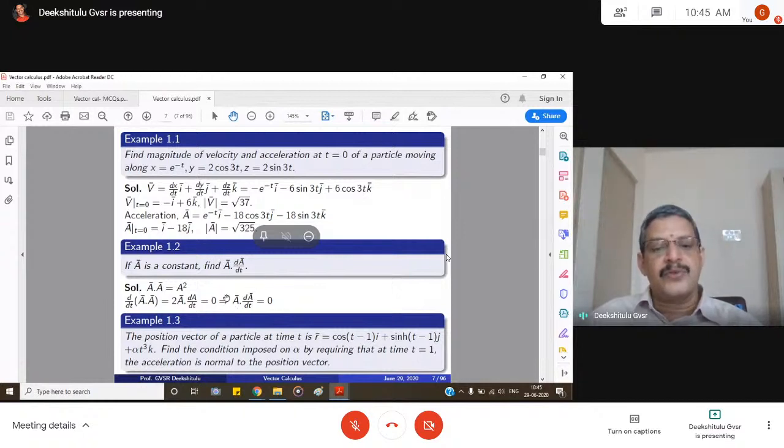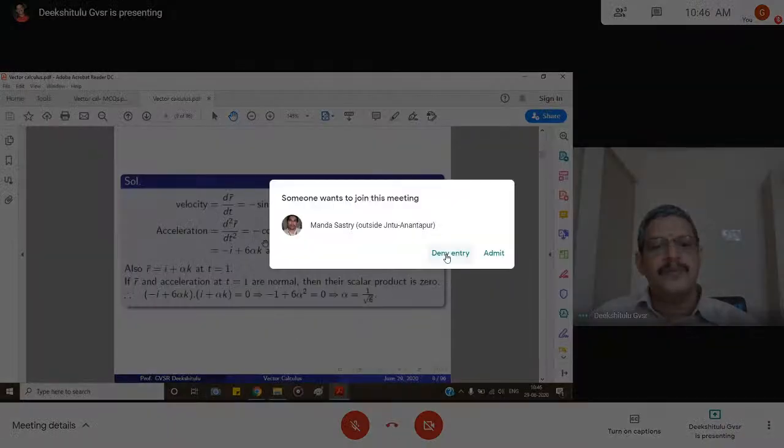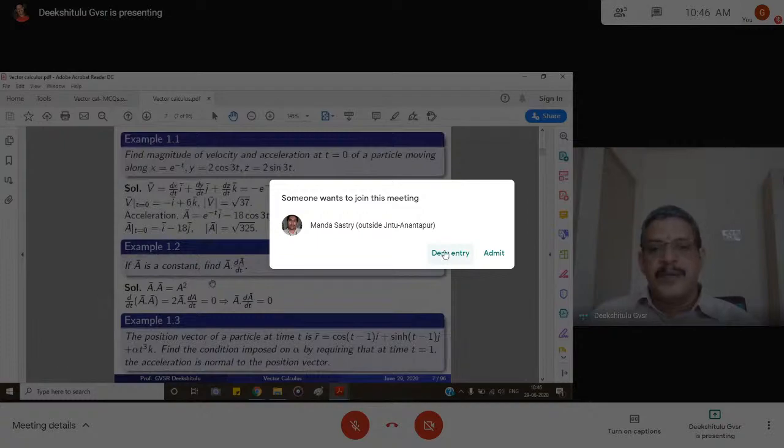When the dot product is 0, we have one more principle: either the magnitude of one of these two vectors must be equal to 0, or the angle between these two vectors must be 90 degrees. A dot b is equal to 0 means cos theta is equal to 0. If a bar and b bar are not null vectors, mod a not equal to 0, mod b not equal to 0, then theta must be 90 degrees, so cos theta becomes 0 and a dot b becomes 0. So next problem.